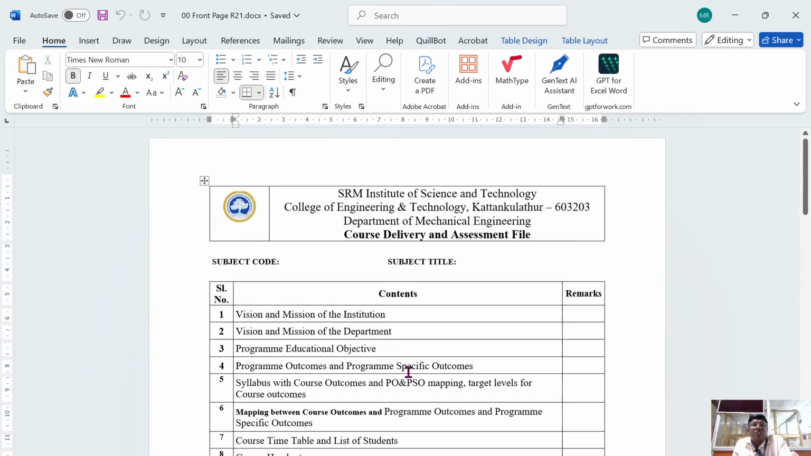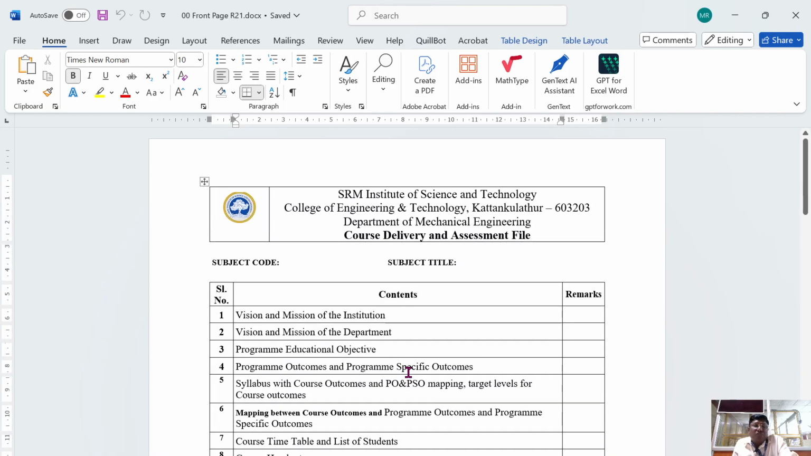So this is the first page. We have to keep it in the course file. So each one we will see, what is the model content for it.